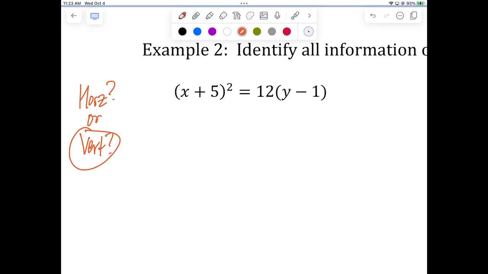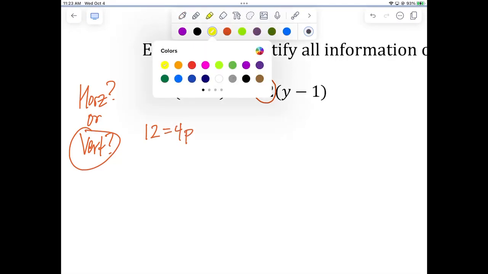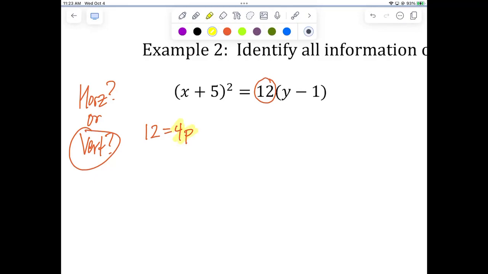Now, once we do that, I need to find p. So the number in front of the non-squared variable, which is 12, I'm going to set equal to 4p. Every time, you set it equal to 4p, and you solve for p and you get 3. So now I know not only does it open vertically, since p is positive, it actually opens up or down? Up. Okay? Positive is up, negative is down. So we're knowing a lot about this already. It's a parabola that opens up.